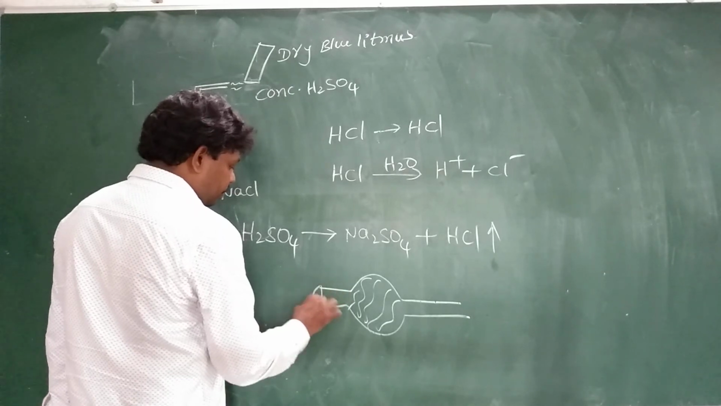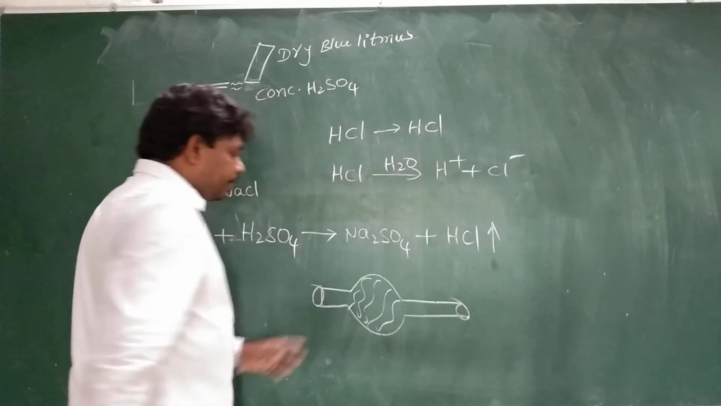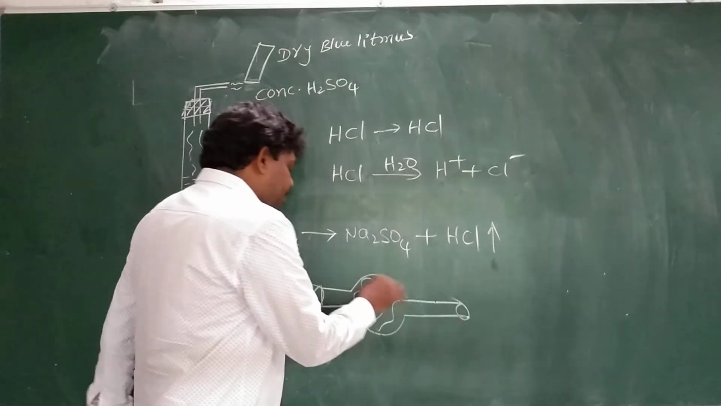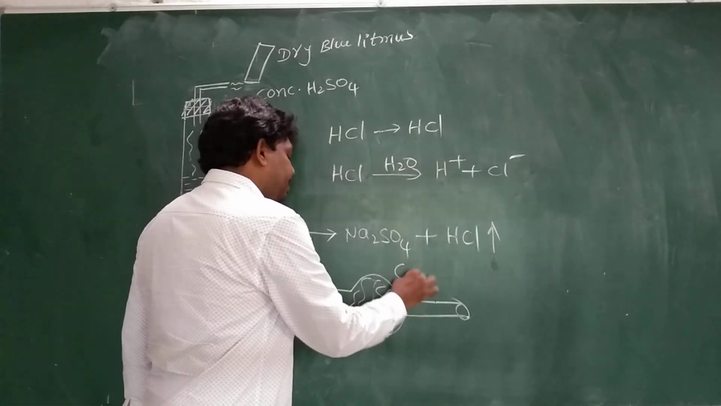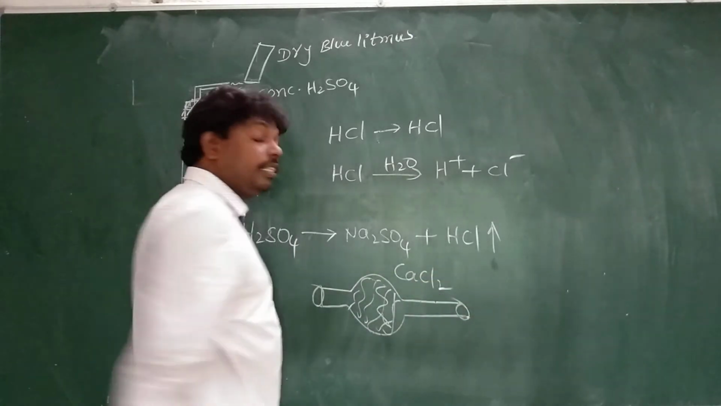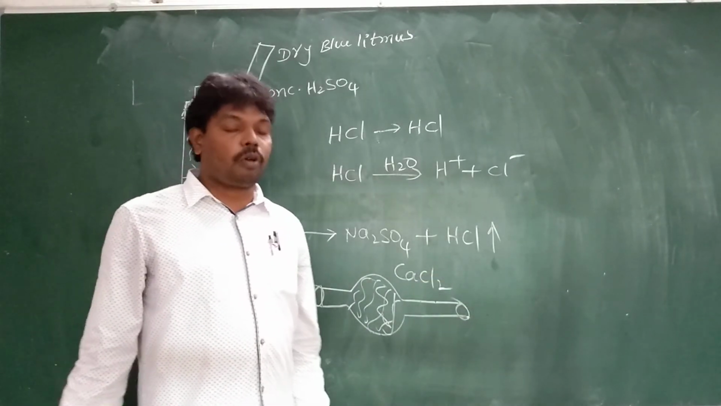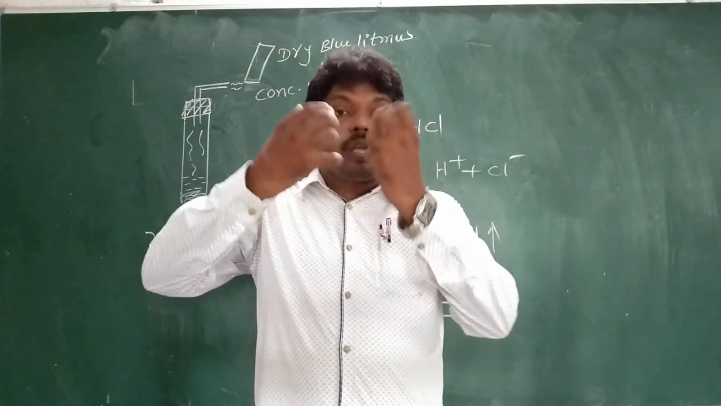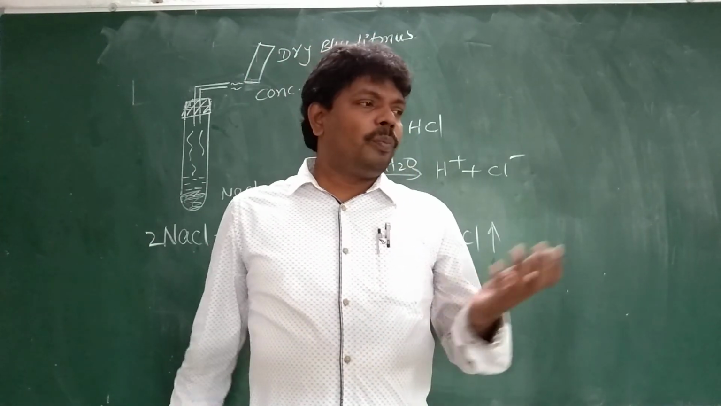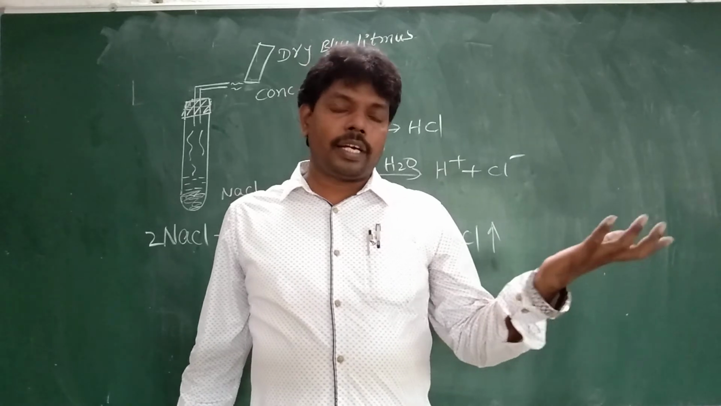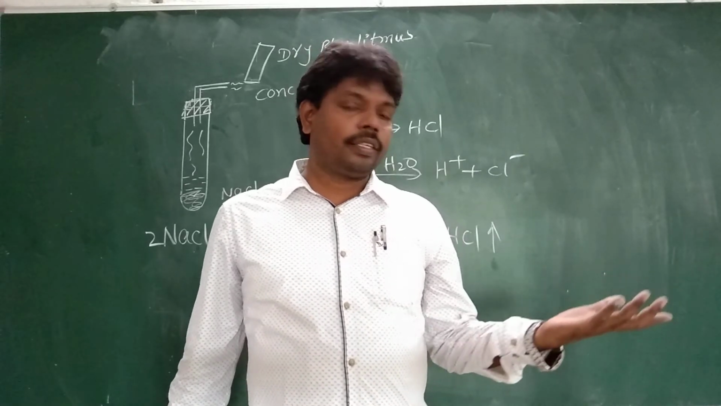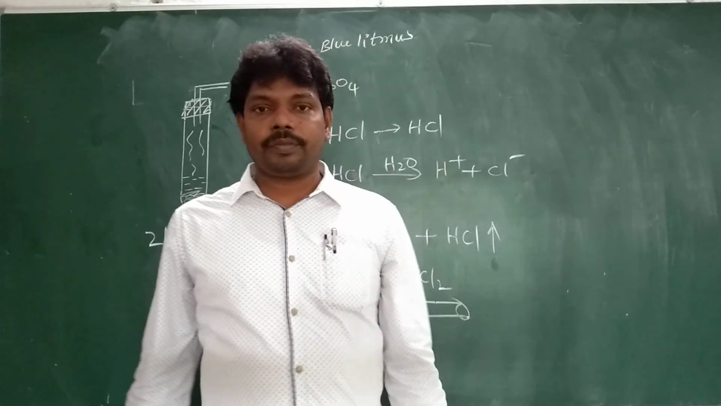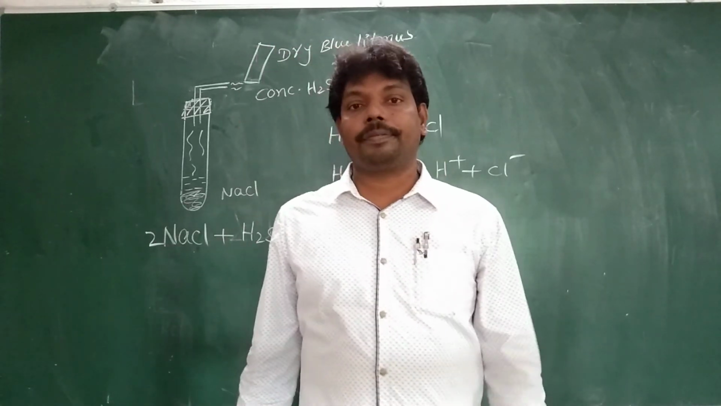This guard tube we have to fix here to this test tube. What does this guard tube contain? CaCl2, calcium chloride. Generally, calcium chloride absorbs all the moisture. If you buy any new items like electronic goods or leather shoes, you may see that a small packet is there inside. A small silica packet is there.